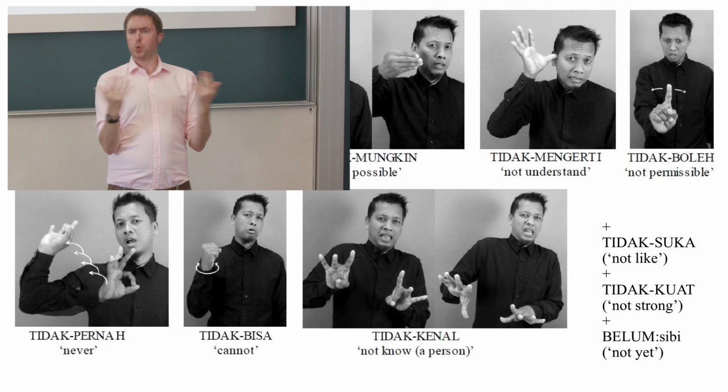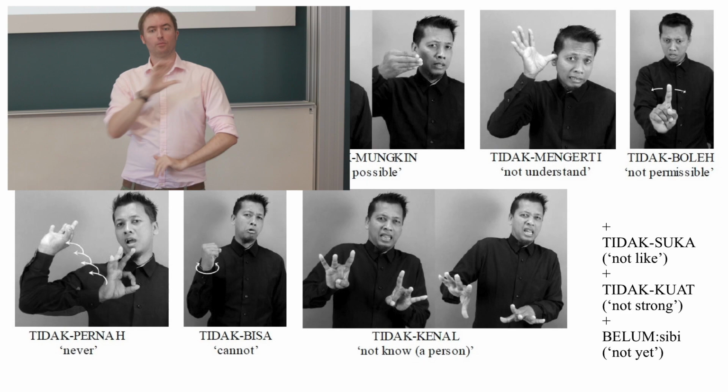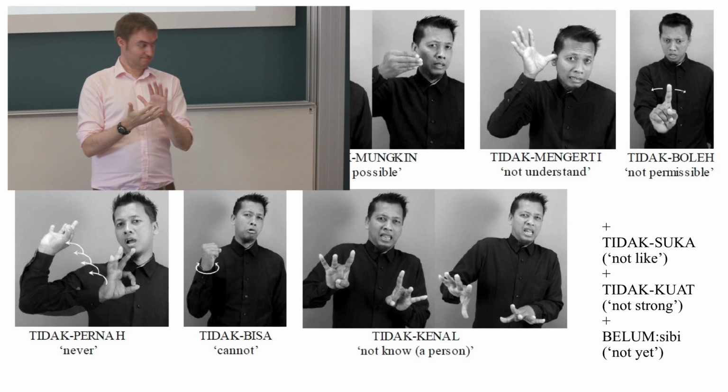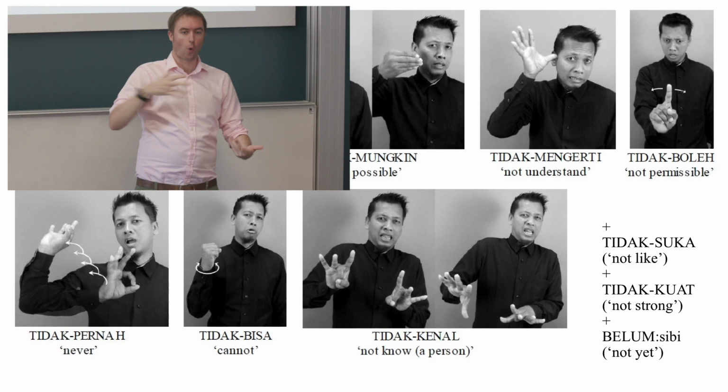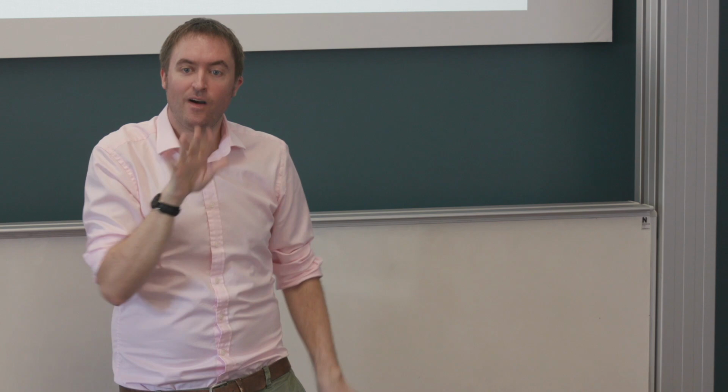There are a number of negative suppletives within Indonesian Sign Language, as you see on the screen. I think I'll show you three examples in the bottom row. The first is a positive predicate, and this is the negative. You can do it this way. Can is this. Cannot is this. To know a person is this. Or negative is that. Cannot.